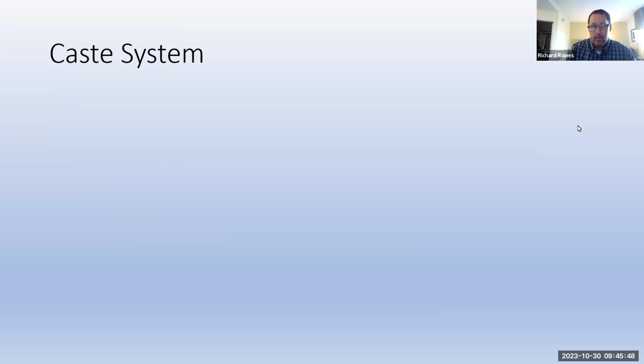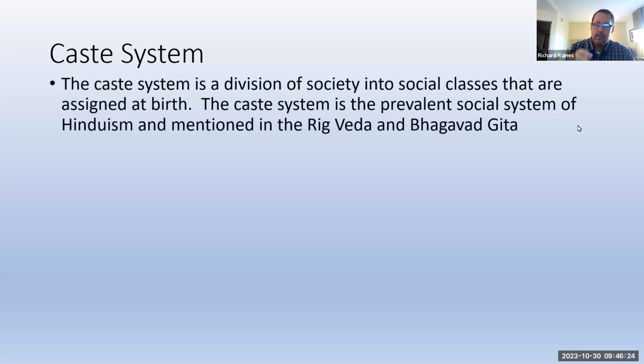So I mentioned the caste system. Within Hinduism as a religion, I said at the very first part of the lecture that the majority of Hindus in the world live in the Indian subcontinent, right? So India, the country of India. And since that's where most Hindus live, they have a society whereby they have merged their religious belief with their social structure. And the caste system is a big part of that. It's a division of society into social classes. And those social classes are assigned at birth.